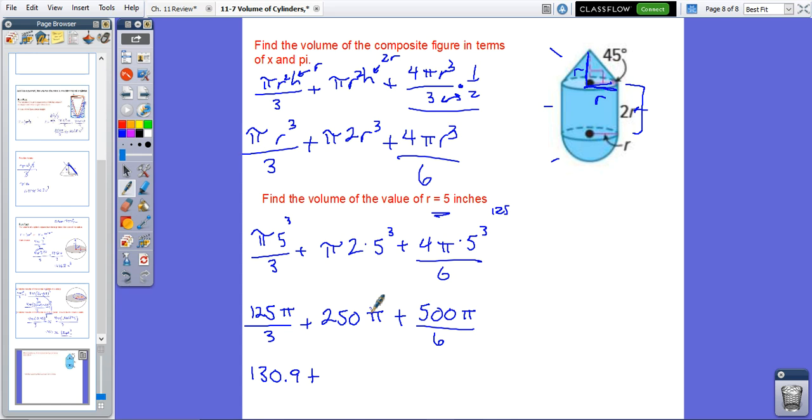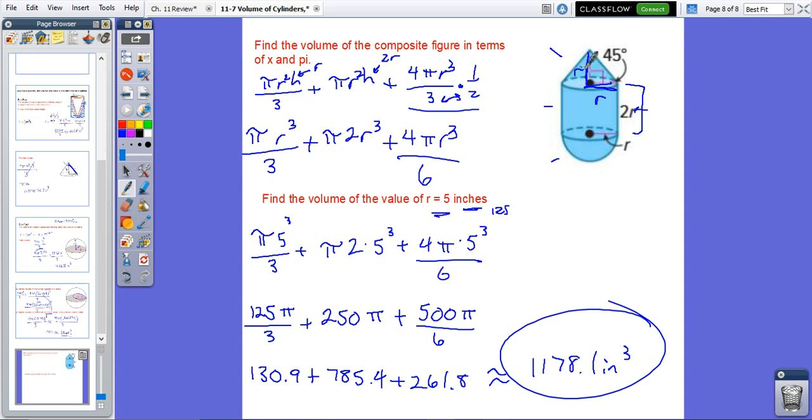All right, and then we've got 250 pi. That gives us 785.4. And then I've got the 500 pi divided by 6 on this one. Do it right, you should get 261.8. So I've got 261.8 plus my 785.4 plus my 130.9. That gives me, if you do it correctly, roughly 1,178.1. Again, this is in inches, so it'll be inches cubed. And that's the volume for all 3 figures.